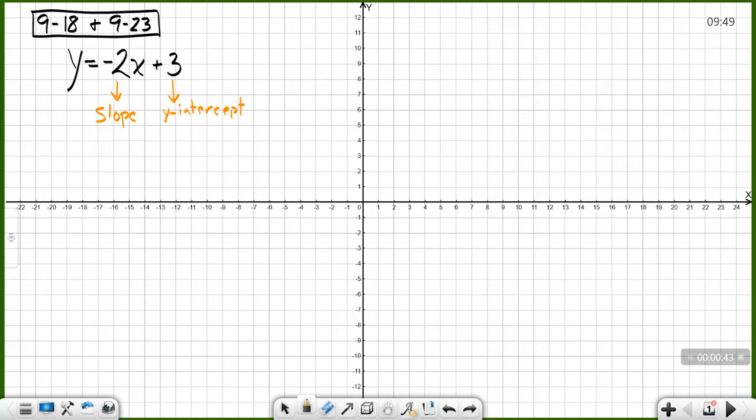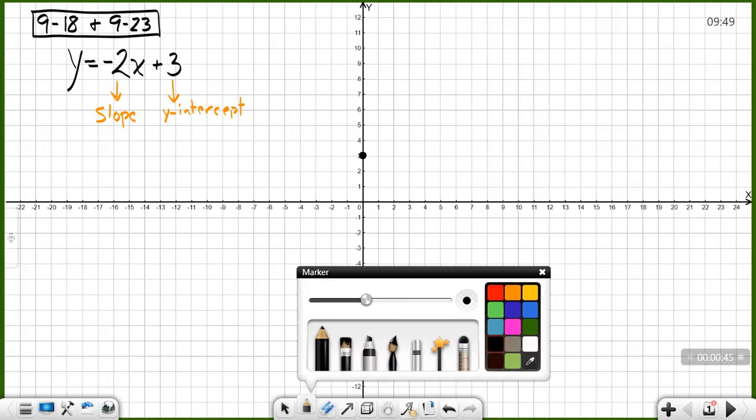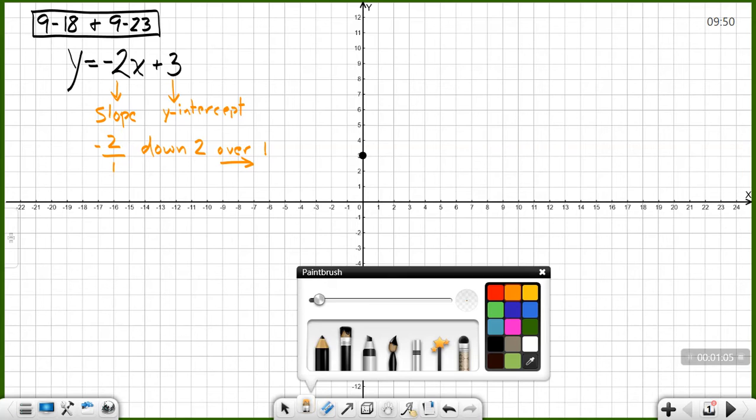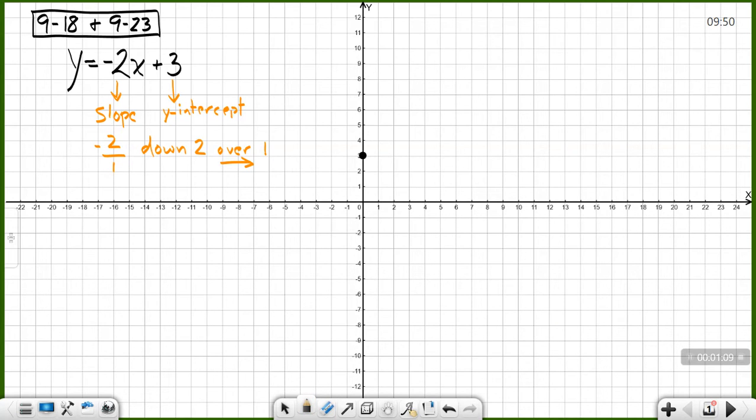All right. Once I get that point, I can now come back to my slope and I can use my slope to move. Well, we've got a negative 2 for my slope and all whole numbers can be placed over 1. So this reads as down 2 over 1. And we always go over to the right. We move from left to right, just like we read from left to right, and we write from left to right.